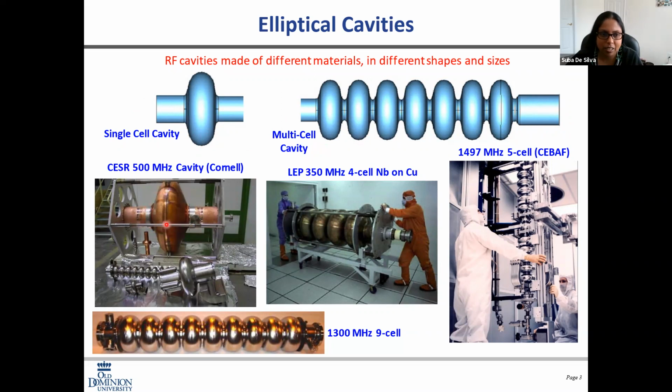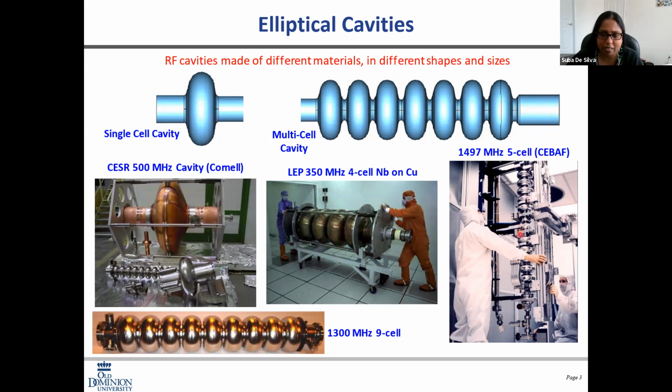This is the CESR cavity at Cornell, which is copper at 500 megahertz. It's a big cavity. You can see the size, and you can see some of the other cavities on the table, which are much smaller. And this is the LEP cavity, which is niobium coated on copper. This is LEP at CERN at 350 megahertz.